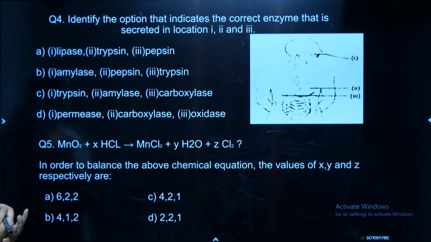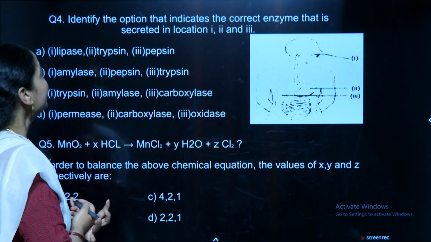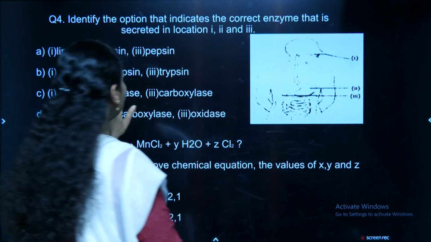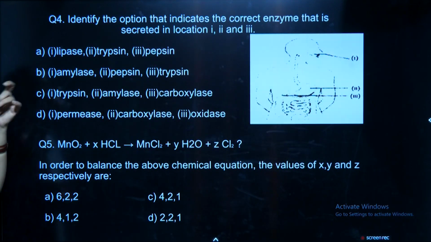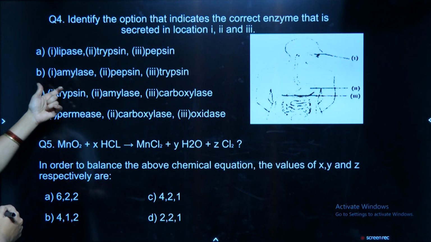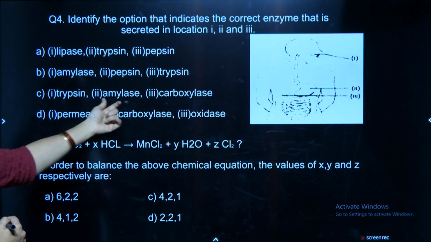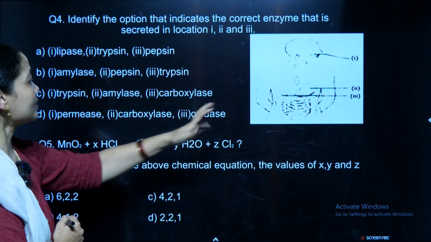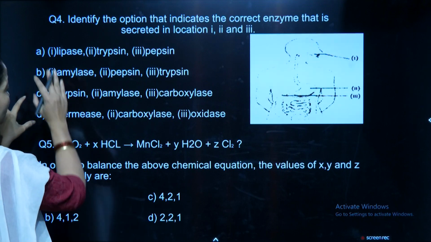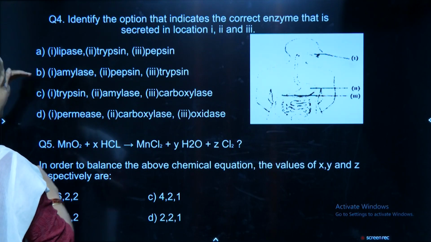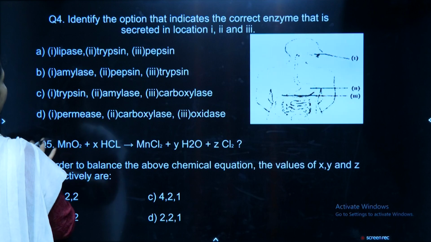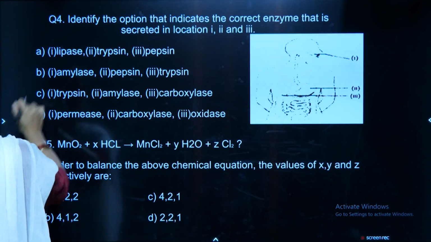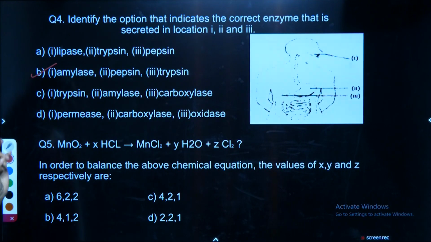Moving to the next question, identify the option that indicates the correct enzyme that is secreted in the locations 1, 2 and 3. Rather than the figure, let us look at the options here. Lipase, trypsin; pepsin, amylase; pepsin, trypsin; trypsin, amylase; carboxylase, permease; carboxylase and oxidase. In these four options given, C and D will be eliminated. I have to go for option B, which will be amylase and pepsin, trypsin, because that is giving me the right answer for secretion of the enzymes according to the given figure.